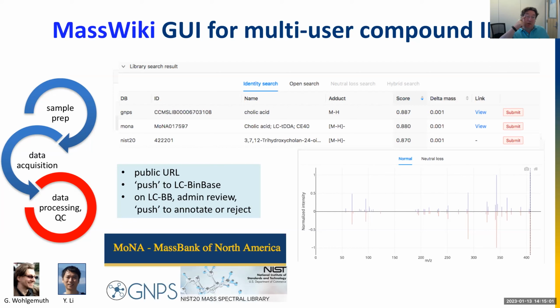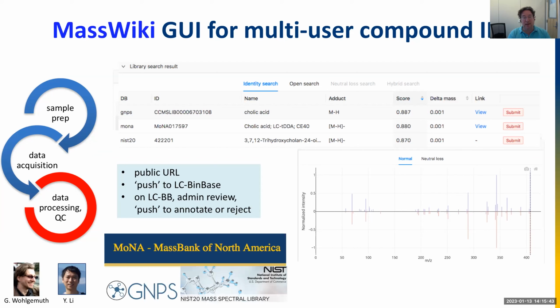So we have 4 types of identity searches. First of all, the classic one that you see here, that gives the entropy score for the MSMS, where we subtract the precursor mass. And the precursor mass is an independent character that we look at here in terms of the delta mass. If a user thinks this is a good match, the user would click submit, and that would go to the graphical user interface for administration of LC-Binbase, but not automatically. There's another level for administrative review to push or annotate and reject things.